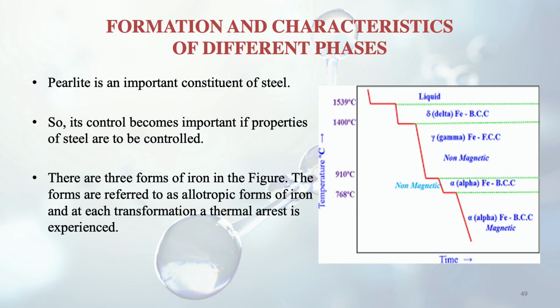There are three forms of iron in this figure: alpha, gamma and delta. Alpha is the one which is up to about 900 degrees centigrade. Then gamma is the one which is up to about 1400 degrees centigrade, and beyond that, from 1400 to 1539 degrees centigrade, we get delta. So this transformation from BCC to FCC and further again to BCC keeps on happening depending upon the cooling rate and other things, carbon constituents, etc.